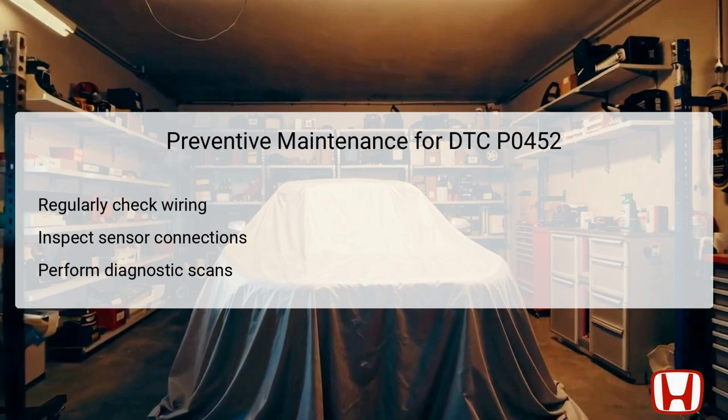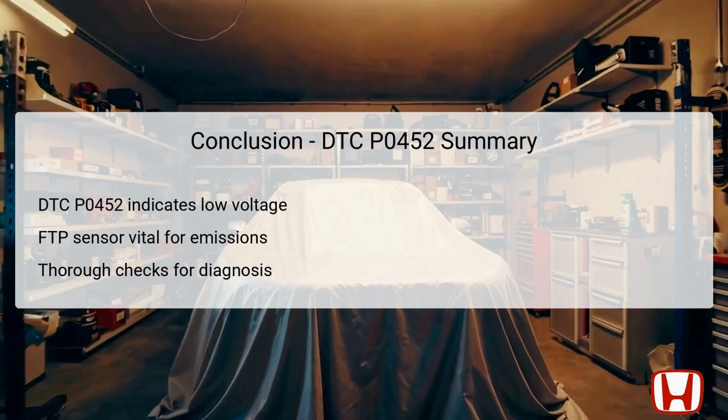Proper maintenance also involves keeping the fuel system clean and, if possible, using high-quality fuel to reduce the risk of sensor malfunction. By adhering to these preventive measures, the longevity and reliability of the vehicle's emissions control system can be significantly enhanced. In summary, DTC P0452 signifies a low-voltage condition in the FTP sensor circuit, which plays a crucial role in maintaining the integrity of the vehicle's evaporative emissions control system.